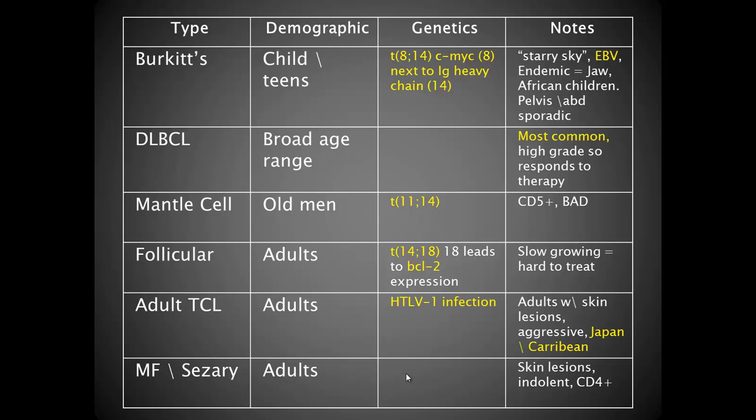Interestingly, whenever you have that 14 involved, and you'll see it here, in mantle cell, and you'll see it down in follicular, that's an immunoglobulin heavy chain promoter, and whatever you put next to that is going to be expressed very heavily. In this case is c-MYC. You don't want c-MYC next to a promoter. That's not a good thing to have, and that's why this grows so rapidly.